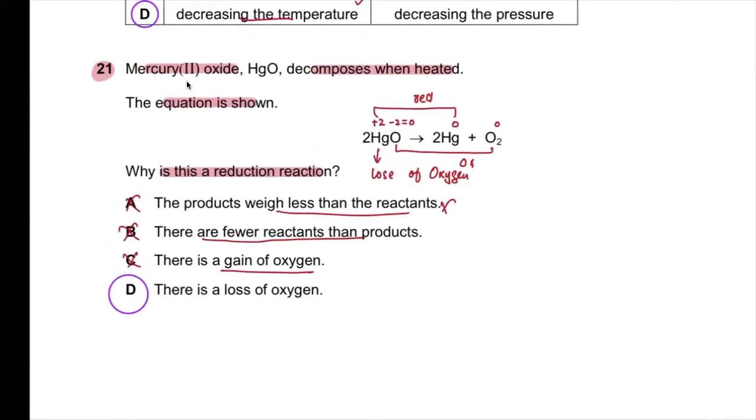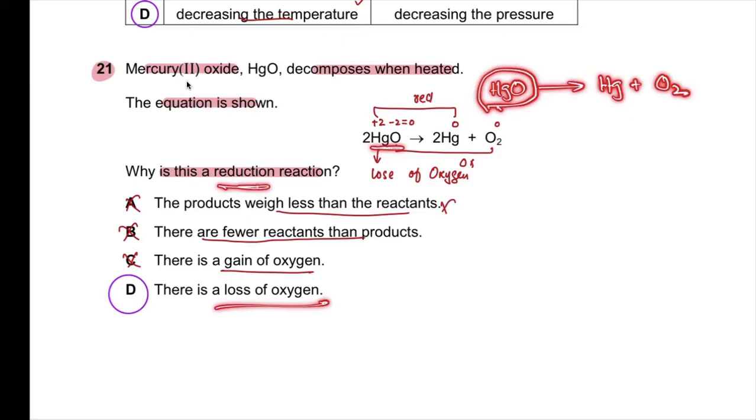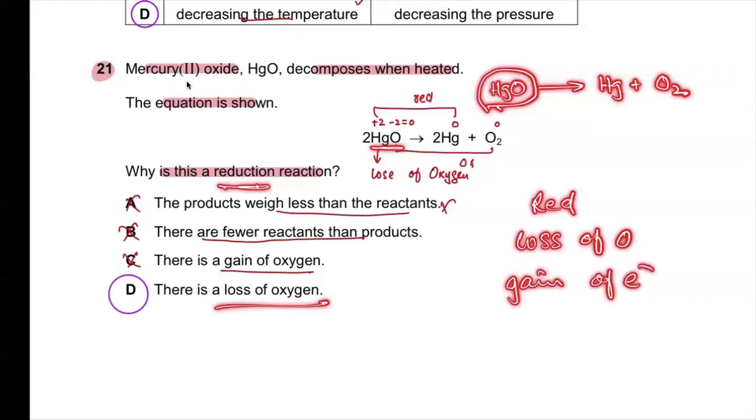Yeah. If you see, the Hg is bonded to oxygen, right? And the mercury loses the oxygen. There is a loss of oxygen, isn't it? And loss of oxygen is a reduction. Okay. We have talked about reduction in 3 ways: loss of oxygen, gain of electrons, and decrease in oxidation number. If we observe any one of them, then it's a reduction, right?